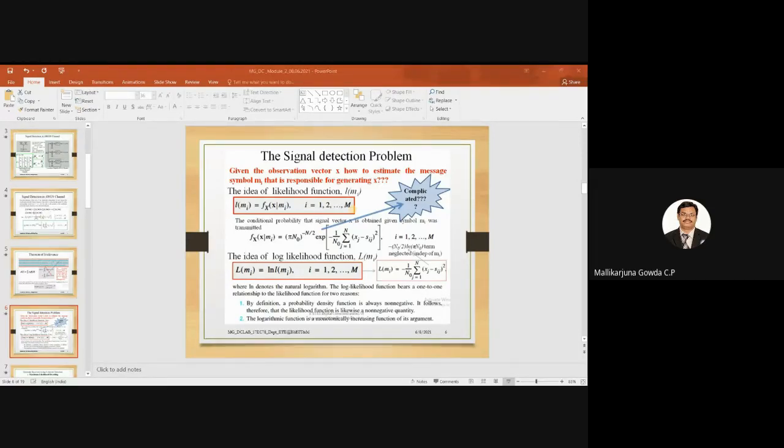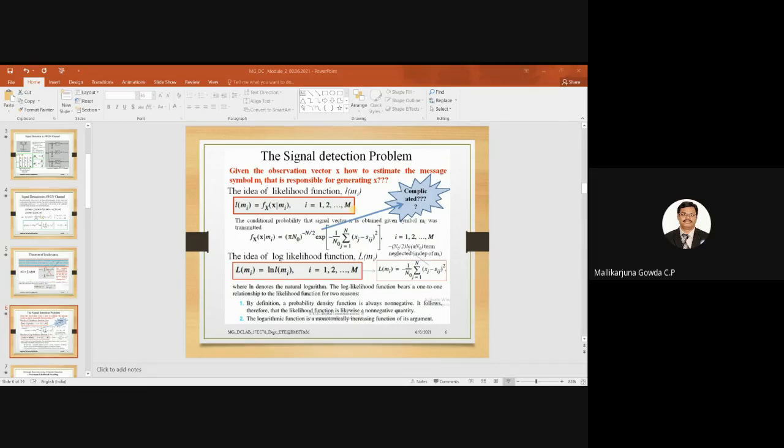So it is the conditional probability that the signal vector x is obtained when the symbol mi was transmitted. I substituted the value, that is, I defined it in the previous equation. That is the likelihood function. It is defined as f x of x given mi is equal to pi n naught to the power of minus n by 2 times e to the power of this. Since it has an exponential function, this equation seems complicated.